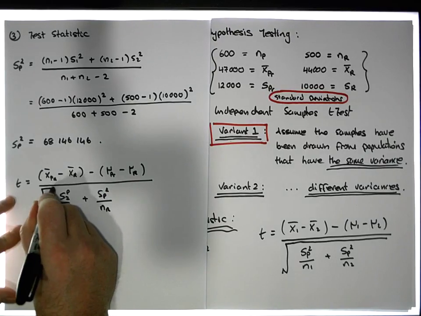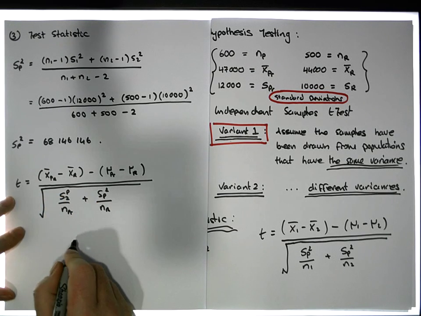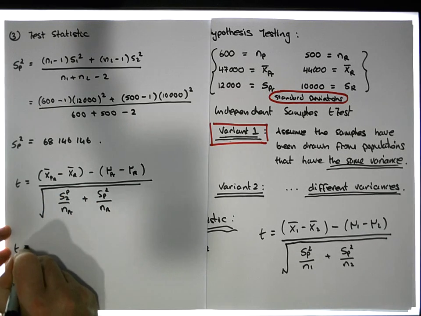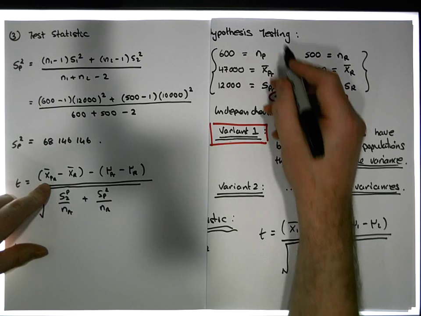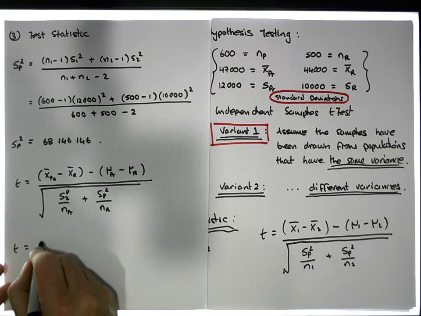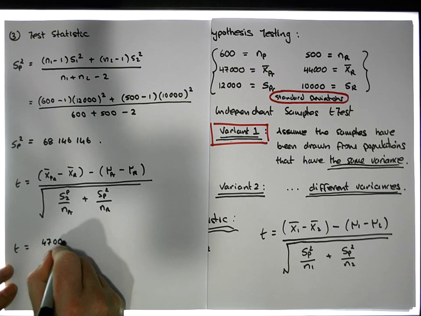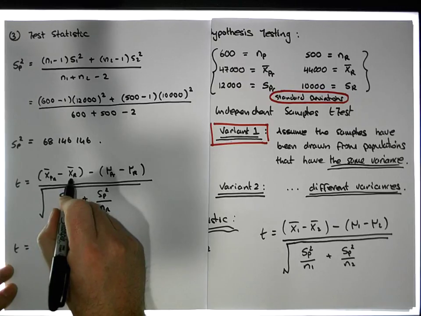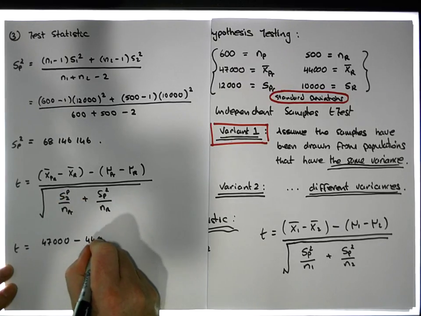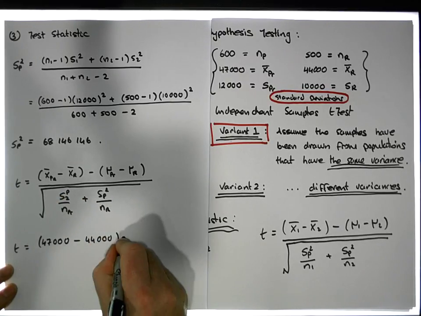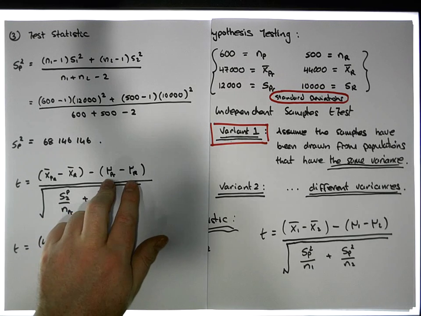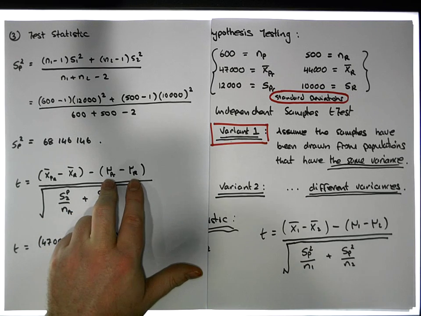So let's do this here. Now we end up with t equal to the mean of Prime Land, which is 47,000, minus the mean of Rockland, which is 44,000, minus the difference under the null hypothesis, when we have equality.